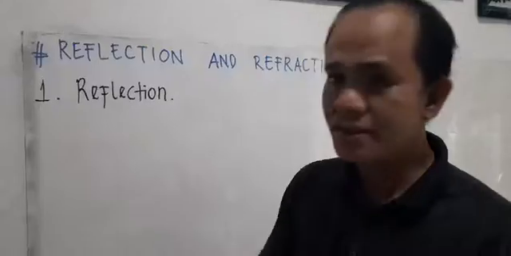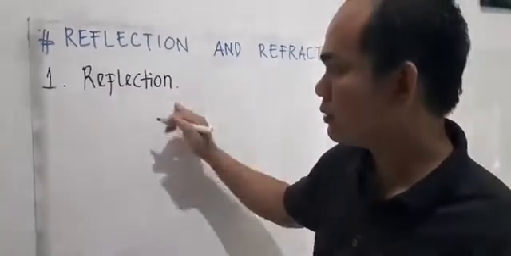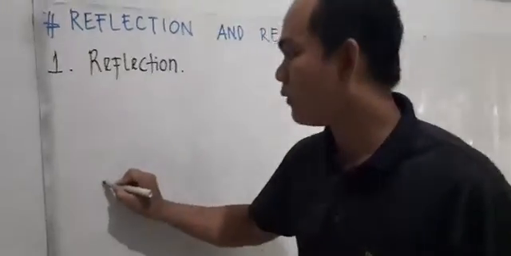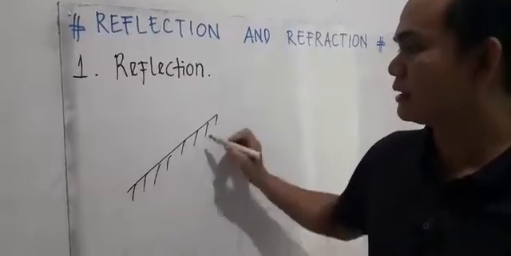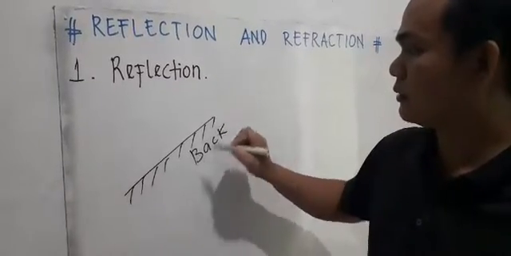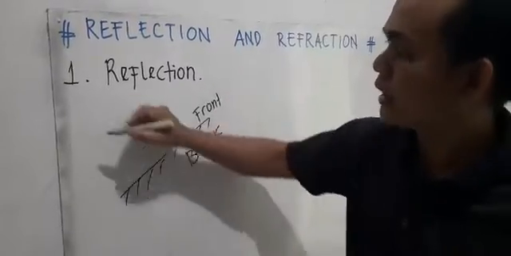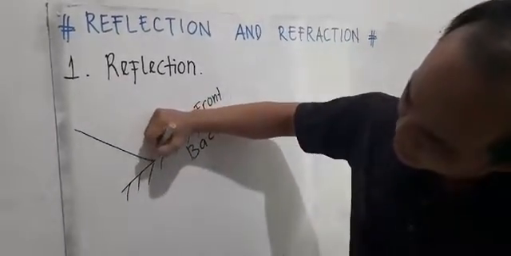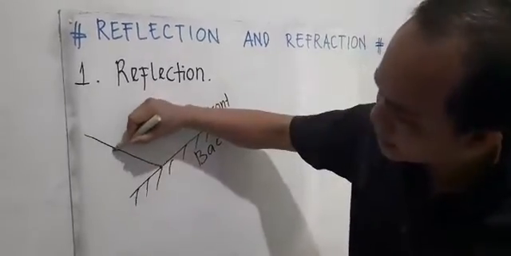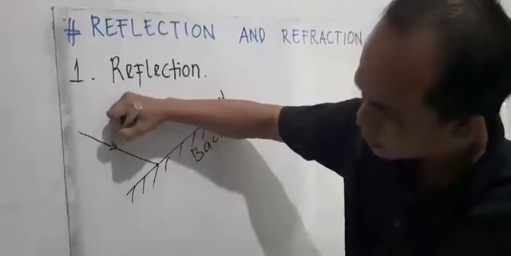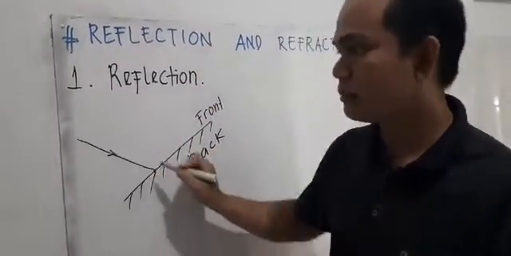The first that we have to know when we are studying reflection is the surface of an object, like this. This is the back and this is the front surface. When the light comes to this point in this direction, then we have to know to which direction the light is reflected.